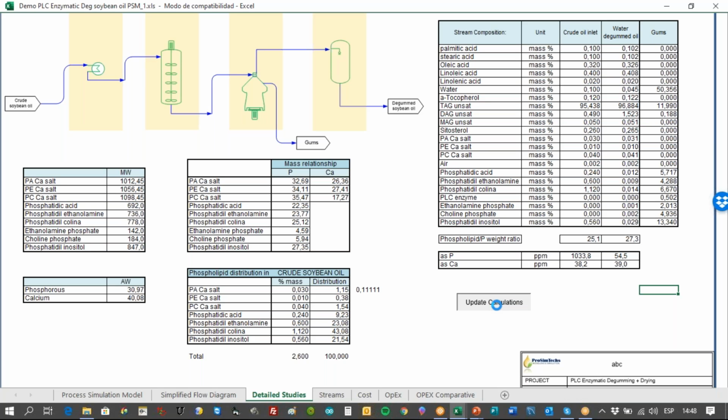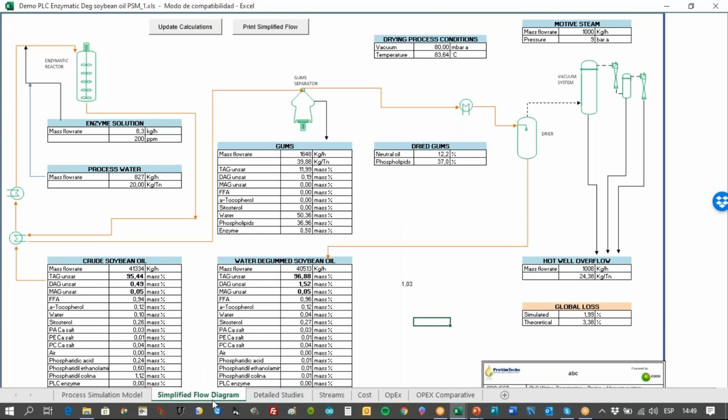All of this is intended to analyze if we are facing this problem in the plant, and we are using the simulation model to properly diagnose where the problem is and why we have this reduction in terms of diglyceride. Updating the calculation sometimes takes time. Let us see first.